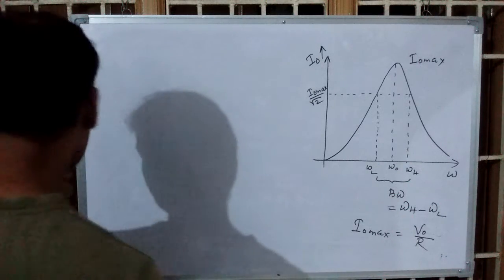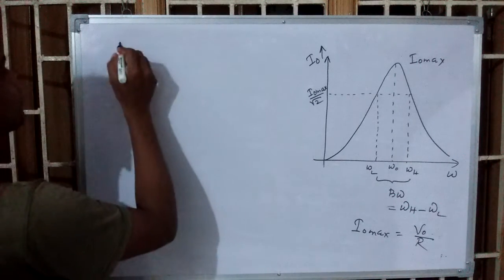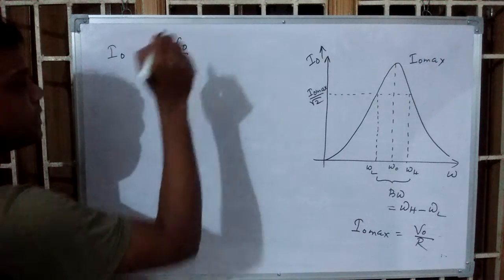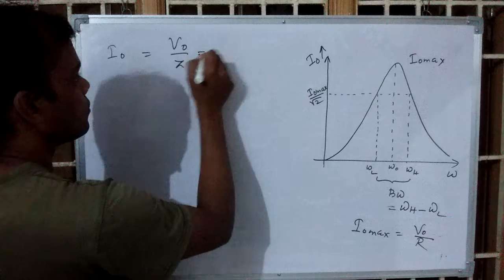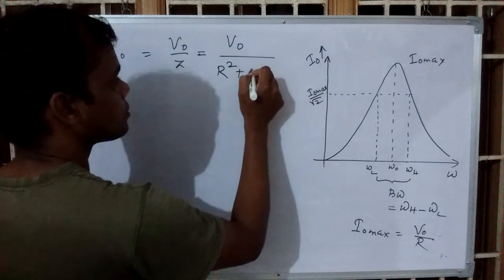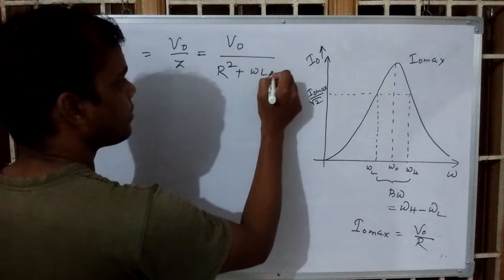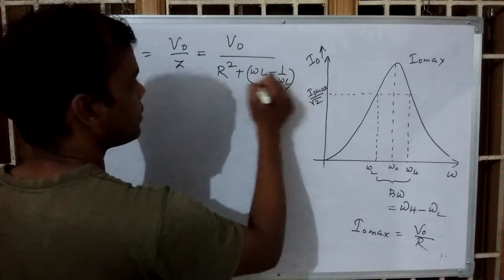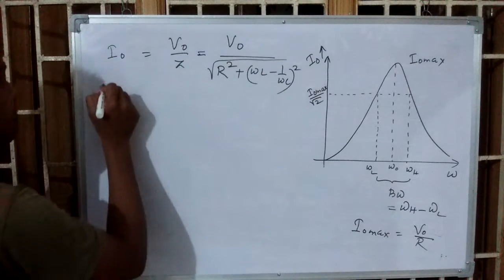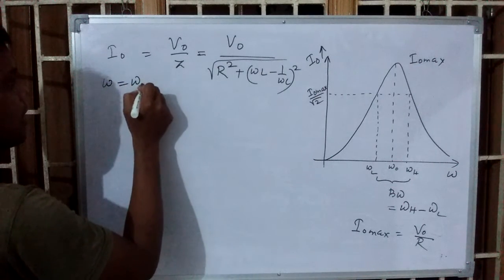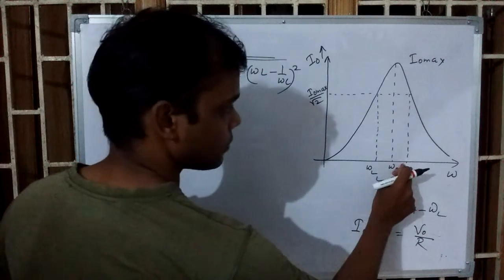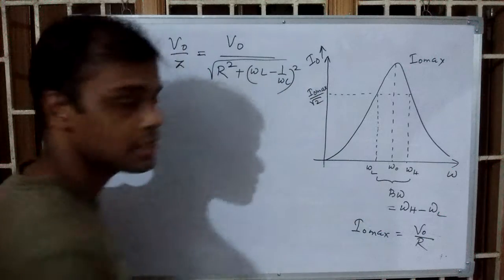So first of all, I'll write what is the formula for I naught. I naught is nothing but V naught by Z. This is equal to V naught by square root of R square plus omega L minus 1 by omega C whole square. Now when omega is equal to omega h, then I naught will become I naught max by root 2.